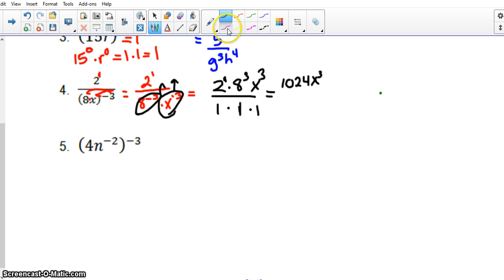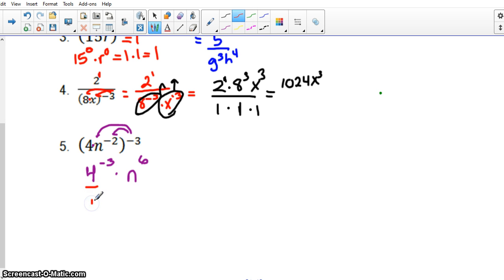All right, for question number 5, separate with your multiplication dots. You're going to take that -3 to both factors on the inside. So we have 4 to the -3rd. And then I have n, but I'm distributing this -3 to the -2, which means I'm multiplying them. So -2 times -3 gives me a +6. So when I write it like this, I can see that really there's only going to be one thing that needs fixed, and that's that base of 4.